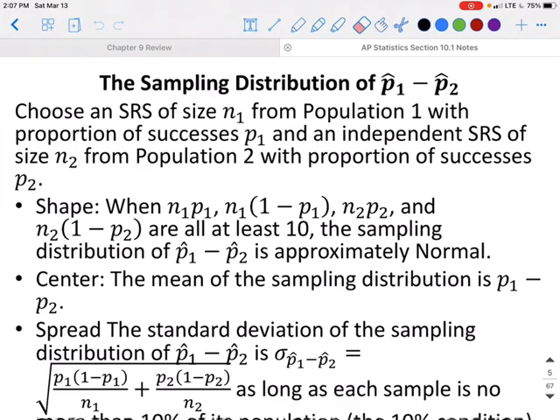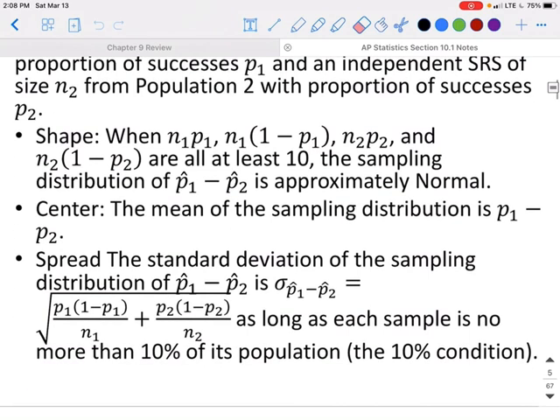And so, because both of them are approximately normal, we can say that the sampling distribution of p hat 1 minus p hat 2 will also be approximately normal. Basically for the shape, you just check that the first population is approximately normal because the number of successes and number of failures are both at least 10. You do the same thing for population or treatment 2. As long as both are approximately normal, the difference of those populations or treatments would also be normal.